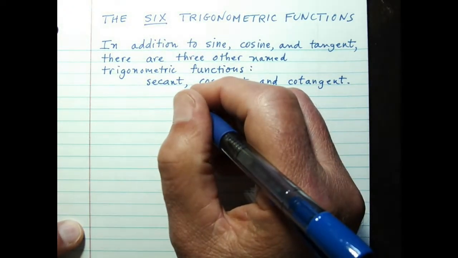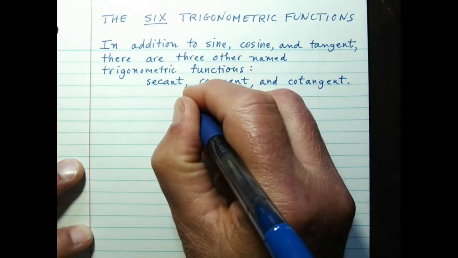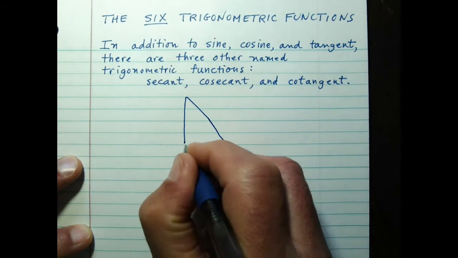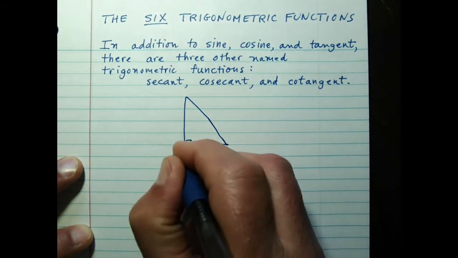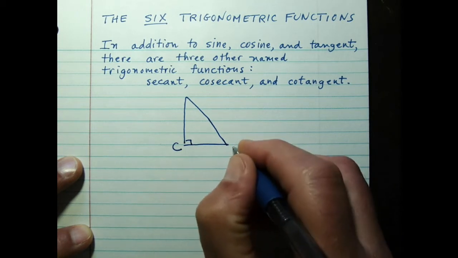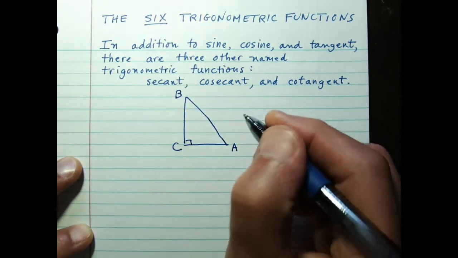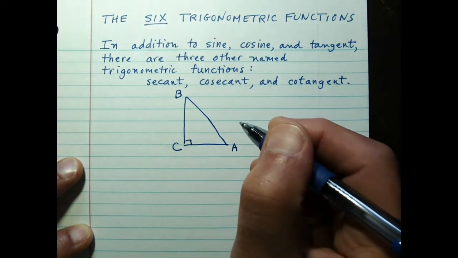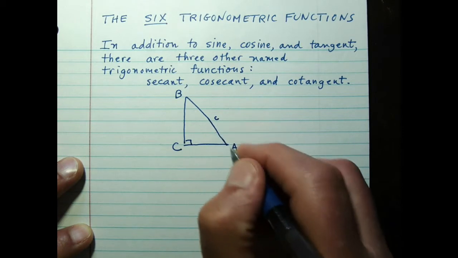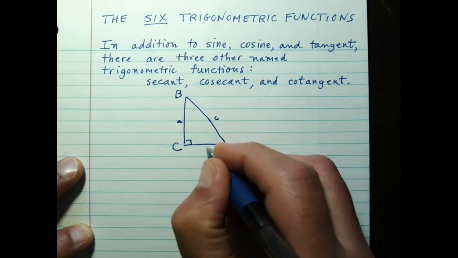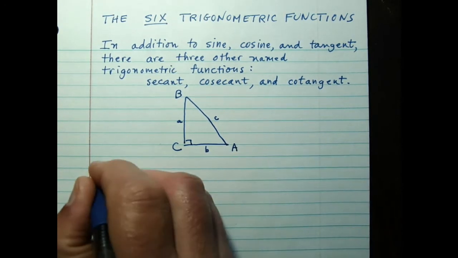I'm going to draw a right triangle, and follow our usual convention of labeling angle C as the right angle. A and B are the two acute angles of the right triangle. And then across from C is little c, the hypotenuse. Across from A is little a, a leg. Across from B is little b, the other leg.